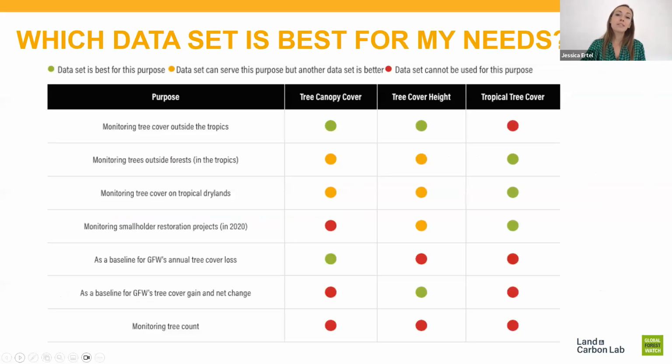In the blog post I just referenced, there's a really helpful table that provides guidance on which Global Forest Watch tree cover data set to use for your specific application. I really like this table because it brings you right to the answer you need without requiring technical expertise or remote sensing background. For example, if you look at this table, you can quickly understand that the TTC data cannot be used to monitor tree cover outside of the tropics. It's a tropical extent data set. However, due to its spatial and temporal resolution, it might be the best fit if you want to set baselines in 2020 for smallholder restoration projects.